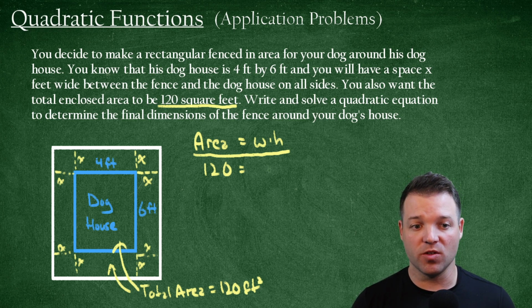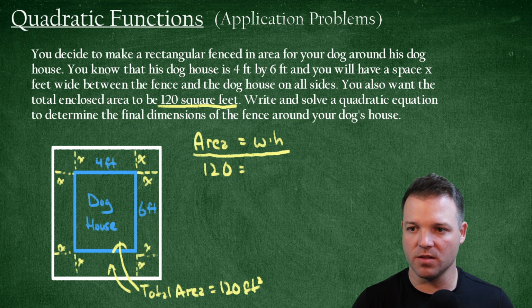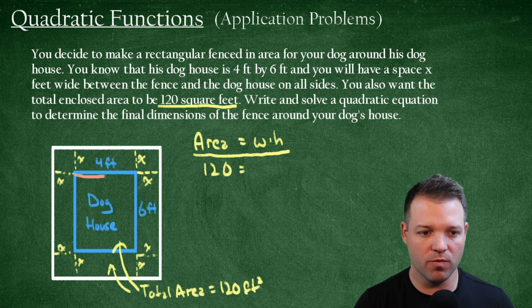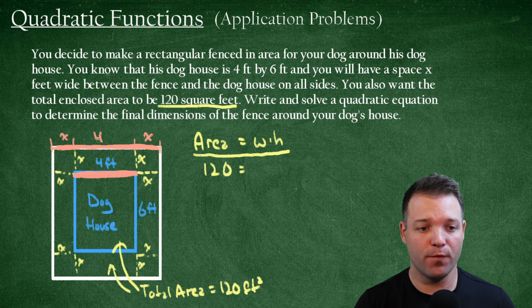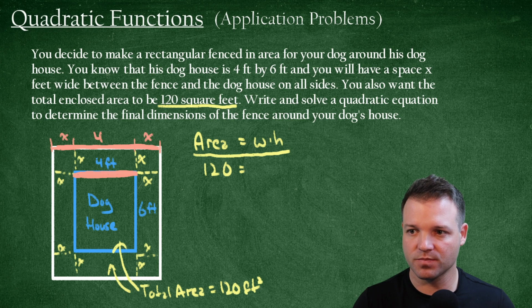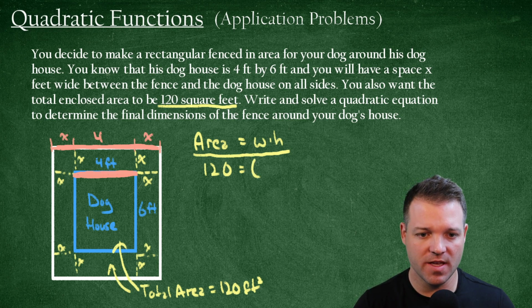Now, what is the width? Well, the width was 4 feet, right? Let's see. Grab another color here. So the width was this 4 feet. But now, it's going to be the 4 feet plus an x over here, and then an x over here as well, right? So it's really going to be now 4 plus 2 x's. So let's go ahead and write that in. So the width is now 4 plus 2x.